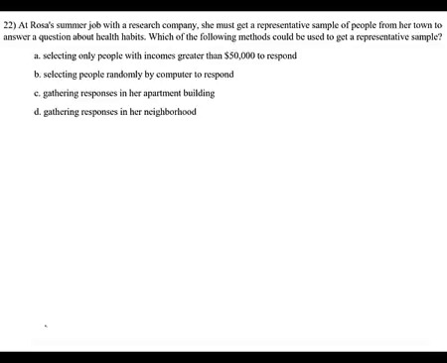Okay, at Rose's summer job with the research company, she must get a representative sample. Okay, remember representative is another word for unbiased, of people from her town to answer a question about health habits. Which of the following methods could be used to get a representative sample? Selecting only people with incomes greater than $50,000 to respond. Selecting people randomly by computer to respond. Gathering responses in her apartment building. Gathering responses in her neighborhood. I would go with B, right? Because if you wanted unbiased, you want it to be as random as possible. Okay.